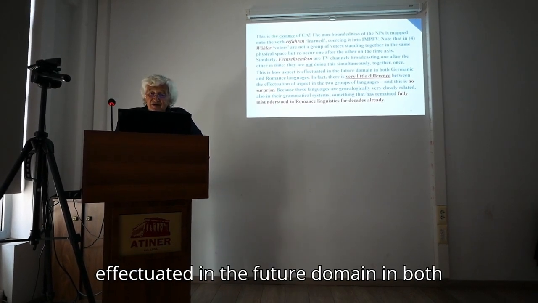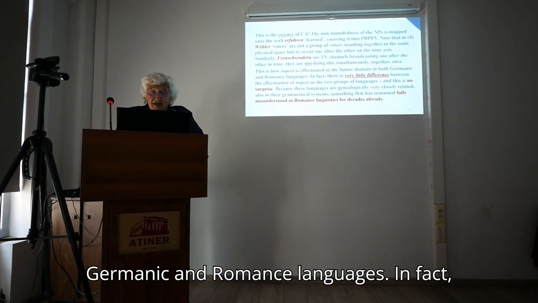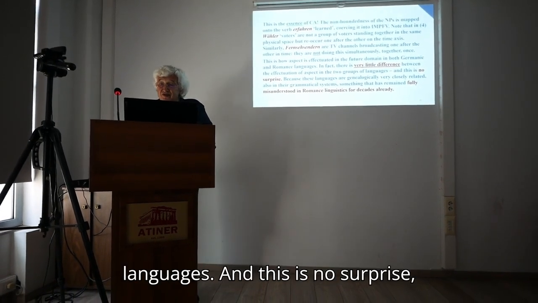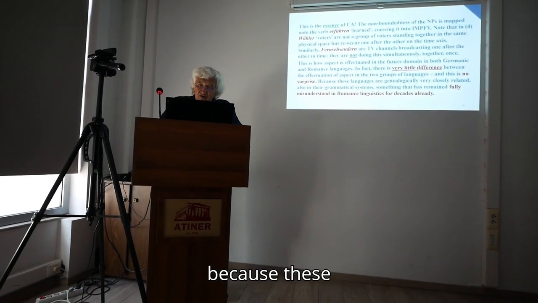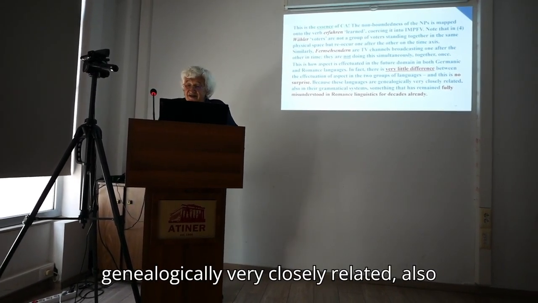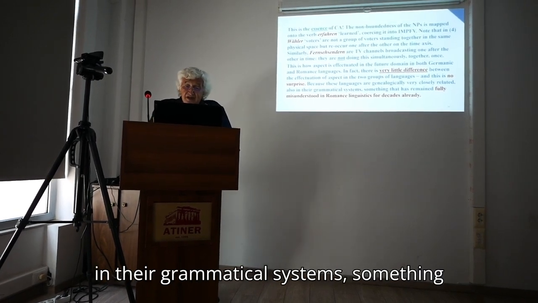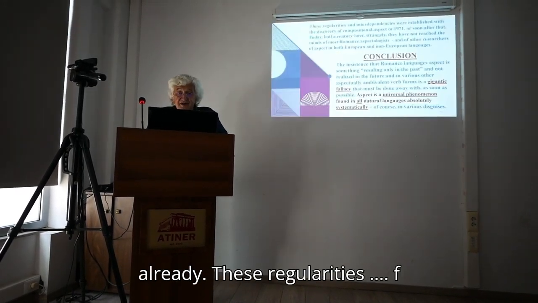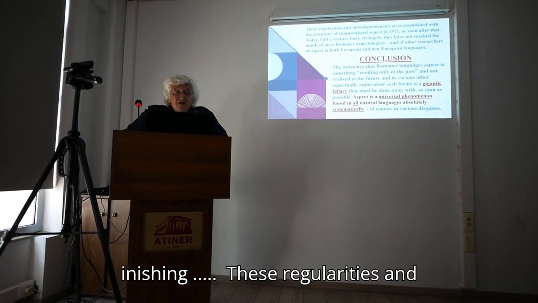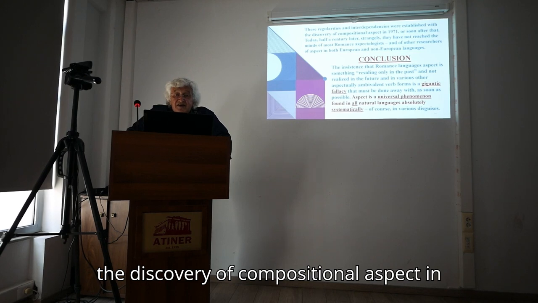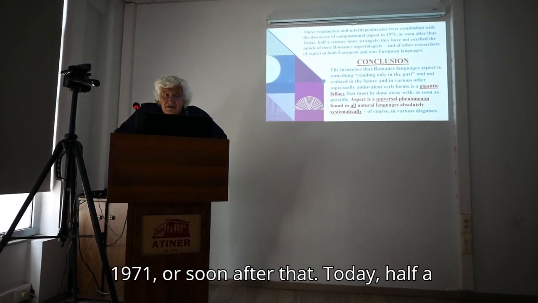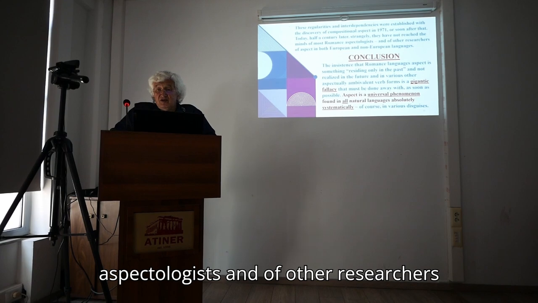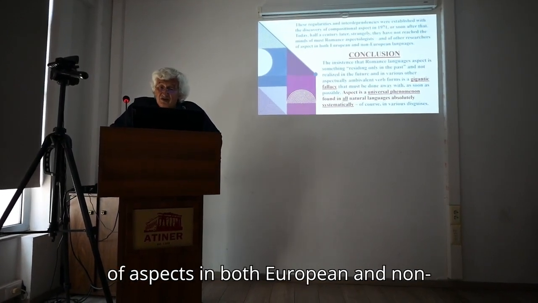This is how aspect is effectuated in the future domain in both Germanic and Romance languages. In fact, there is very little difference between the effectuation of aspect in the two groups of languages. And this is no surprise, because these languages, Romance and Germanic, are genealogically very closely related, also in their grammatical systems. Something that has remained fully misunderstood in Romance linguistics for decades already. These regularities and interdependencies were established with the discovery of compositional aspect in 1971, or soon after that. Today, half a century later, strangely, they have not reached the minds of most Romance aspectologists and of other researchers of aspect in both European and non-European languages.